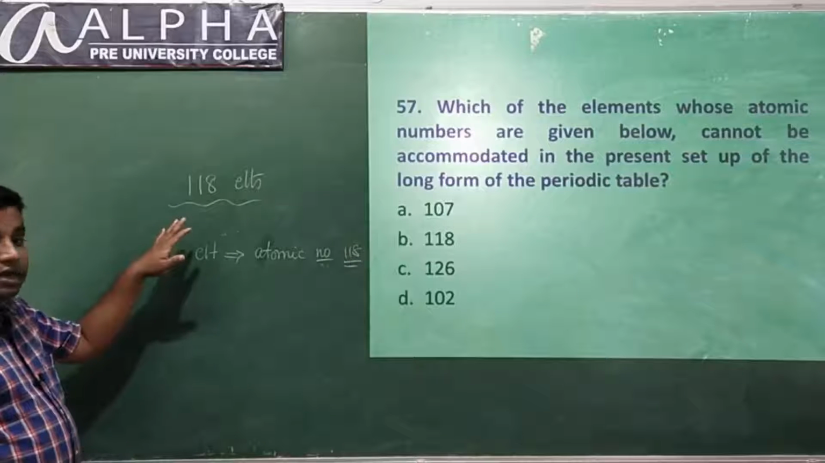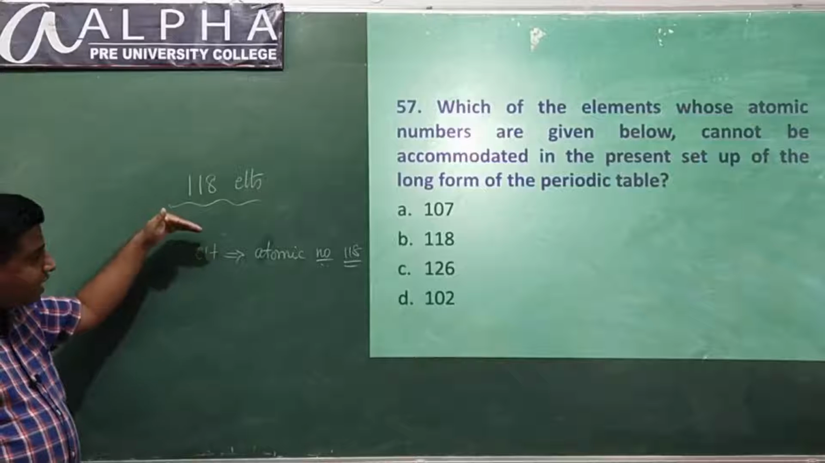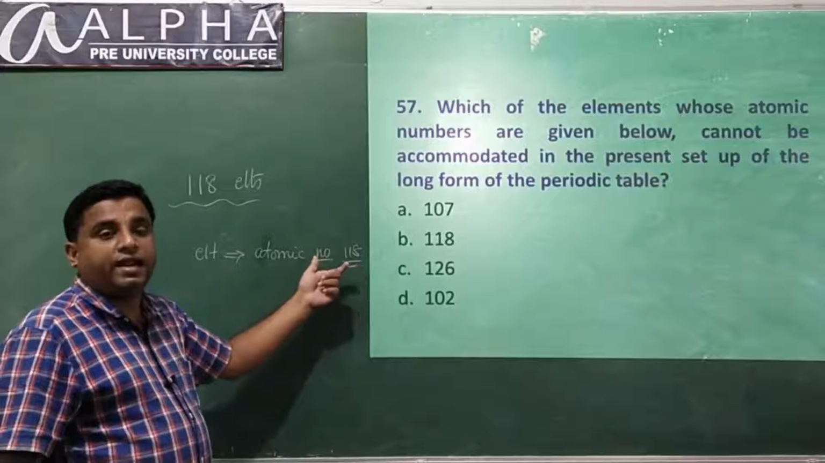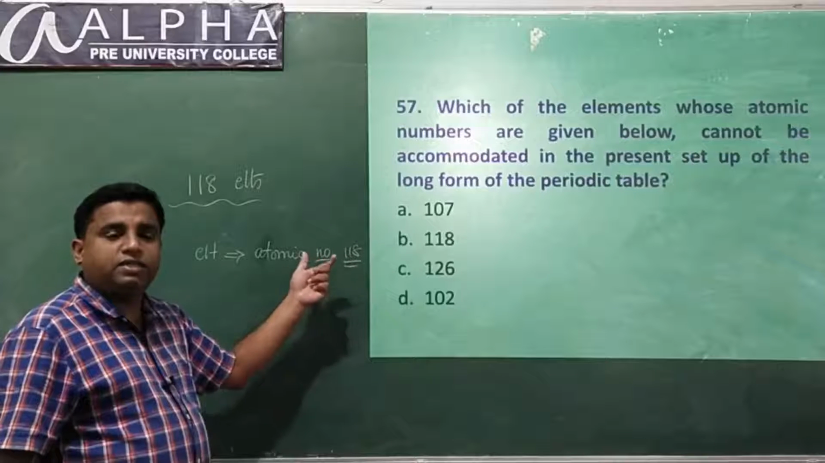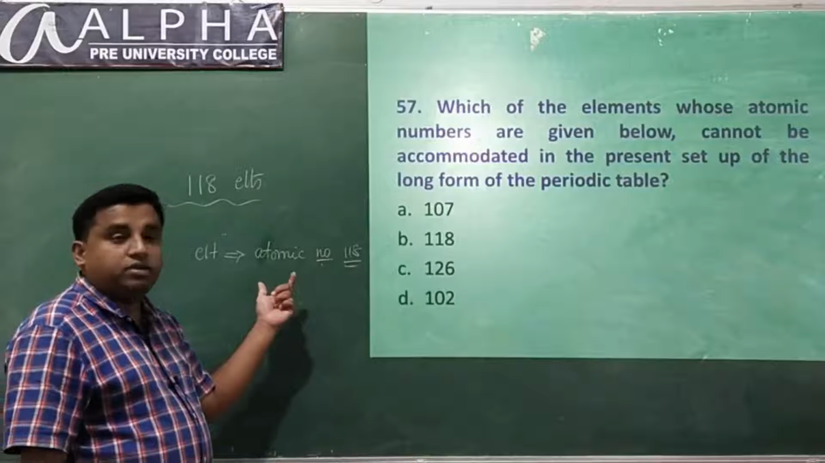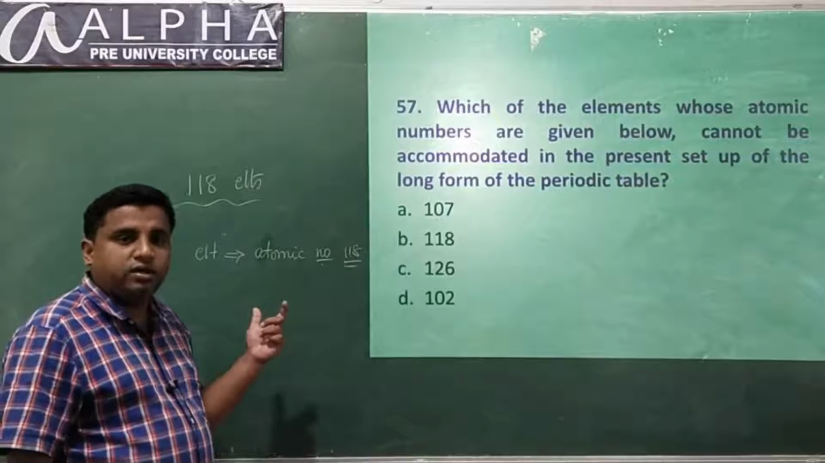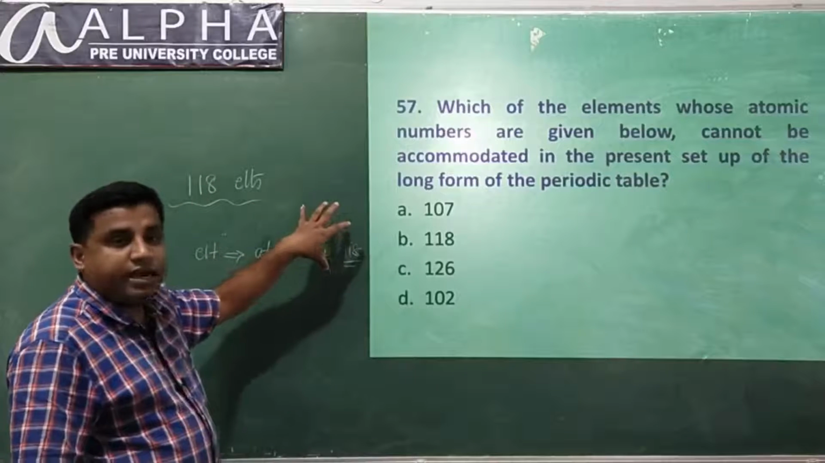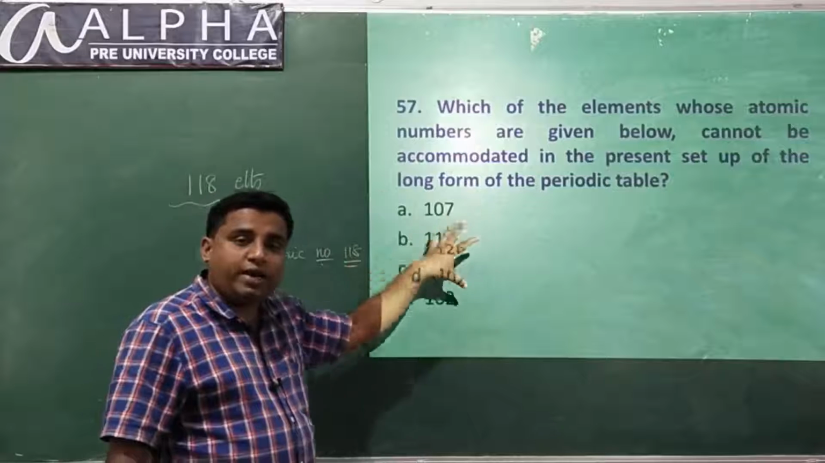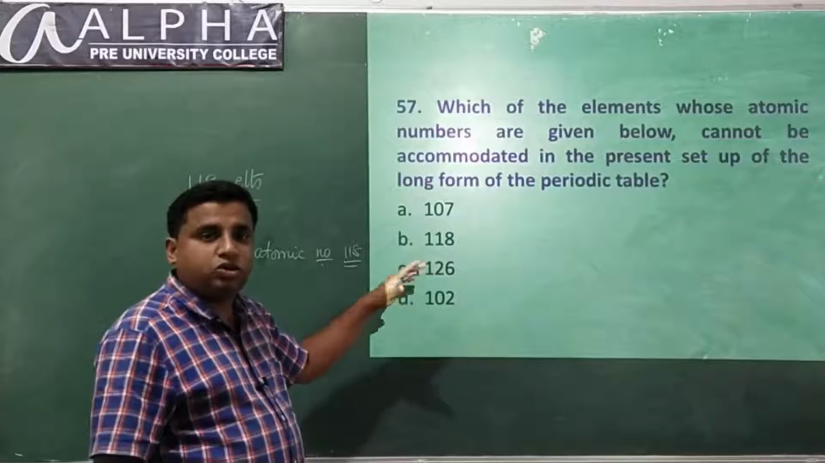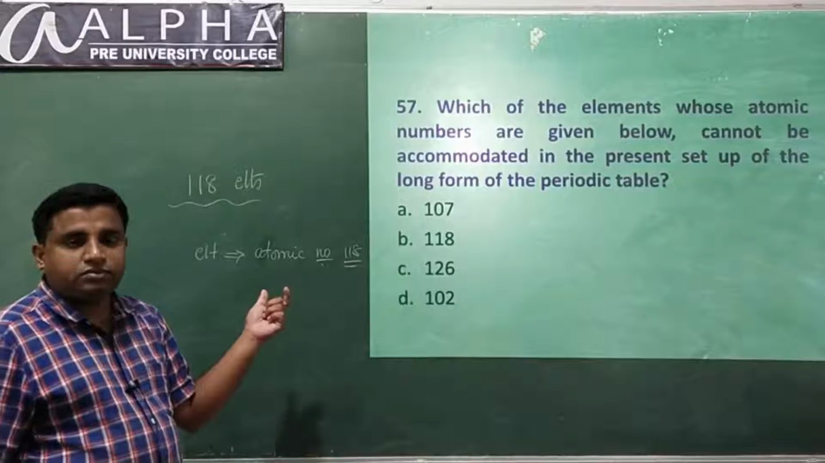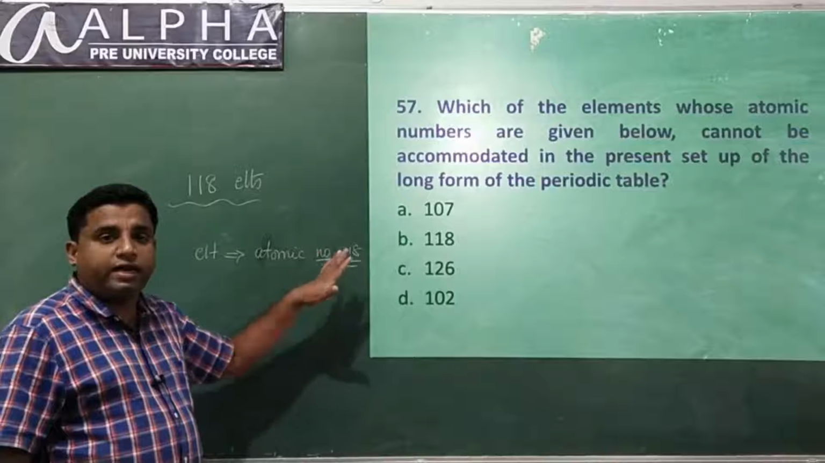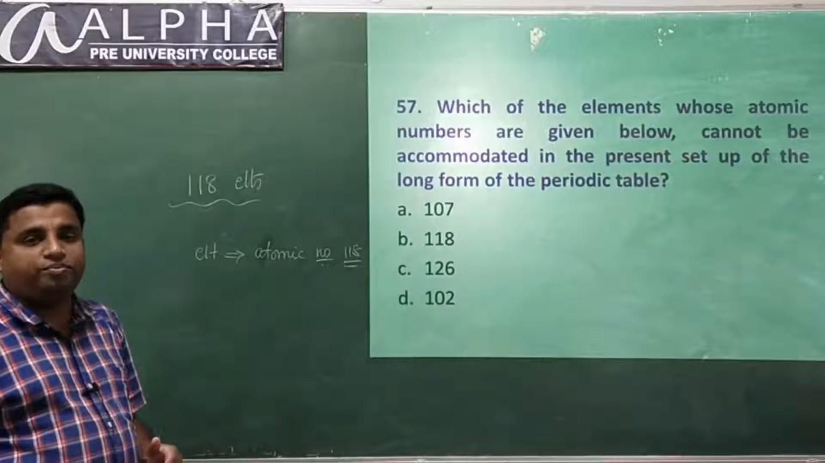We have designed our periodic table only for the elements up to atomic number 118, because right now we have discovered only 118 elements. Out of 118 elements, 114 are naturally occurring, and 4 are man-made, or artificially synthesized. Our entire periodic table is completely full up to atomic number 118. But any element with atomic number greater than 118 cannot be accommodated in our long form of periodic table.